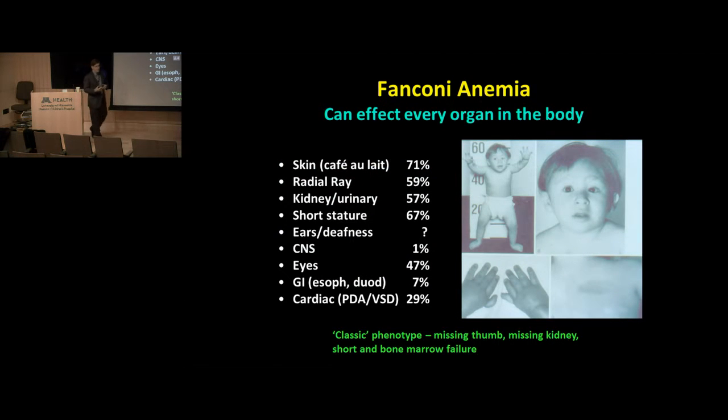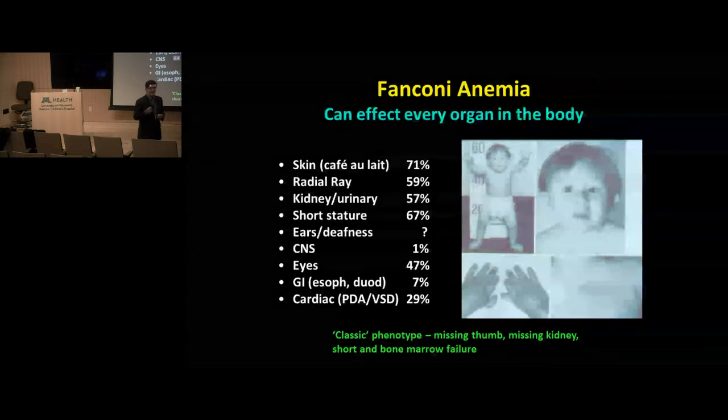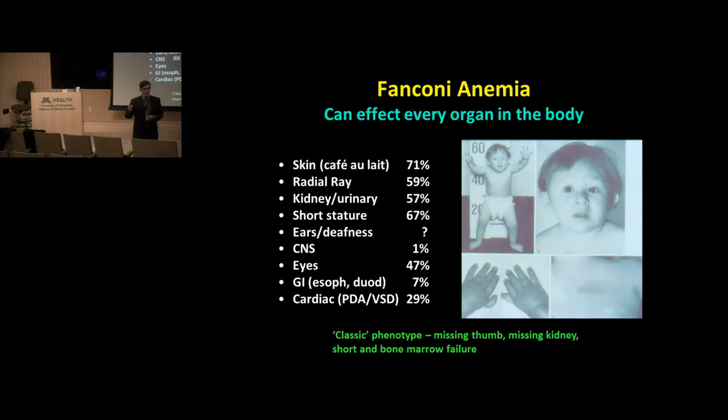So we have a patient with Fanconi anemia, and this is a disease that can affect every organ of the body. It's not just bone marrow failure that these patients have, because that's part of the disease, and that's often when the diagnosis is made. And in fact, in 75% of patients the diagnosis is missed by the geneticist. It's not until the patient has bone marrow failure that the diagnosis is typically made by the hematologist.